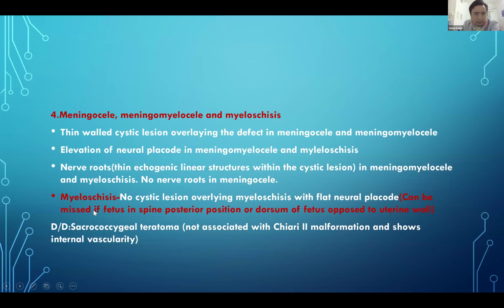And a word of caution here would be regarding myeloschisis, where you may not see a very obvious cystic lesion. In such a case, we may miss the neural tube defect. So it's better that we evaluate the fetal spine in spine anterior position, when the fetus is not opposed to the uterine wall, and better to use a high resolution probe.